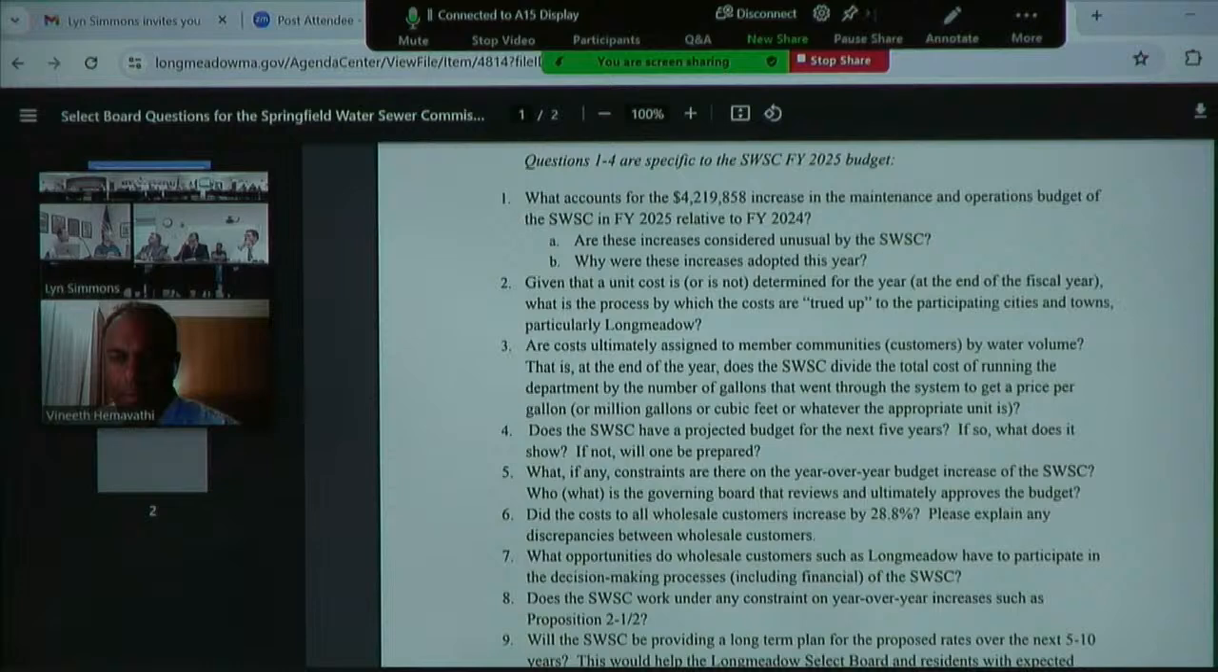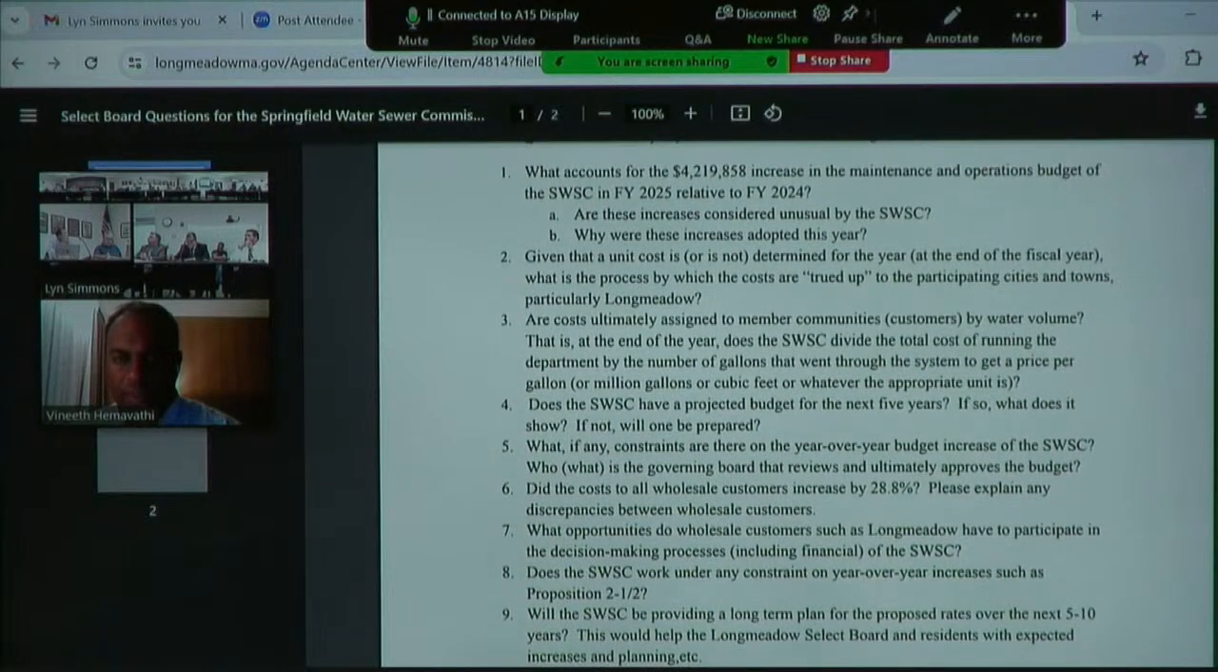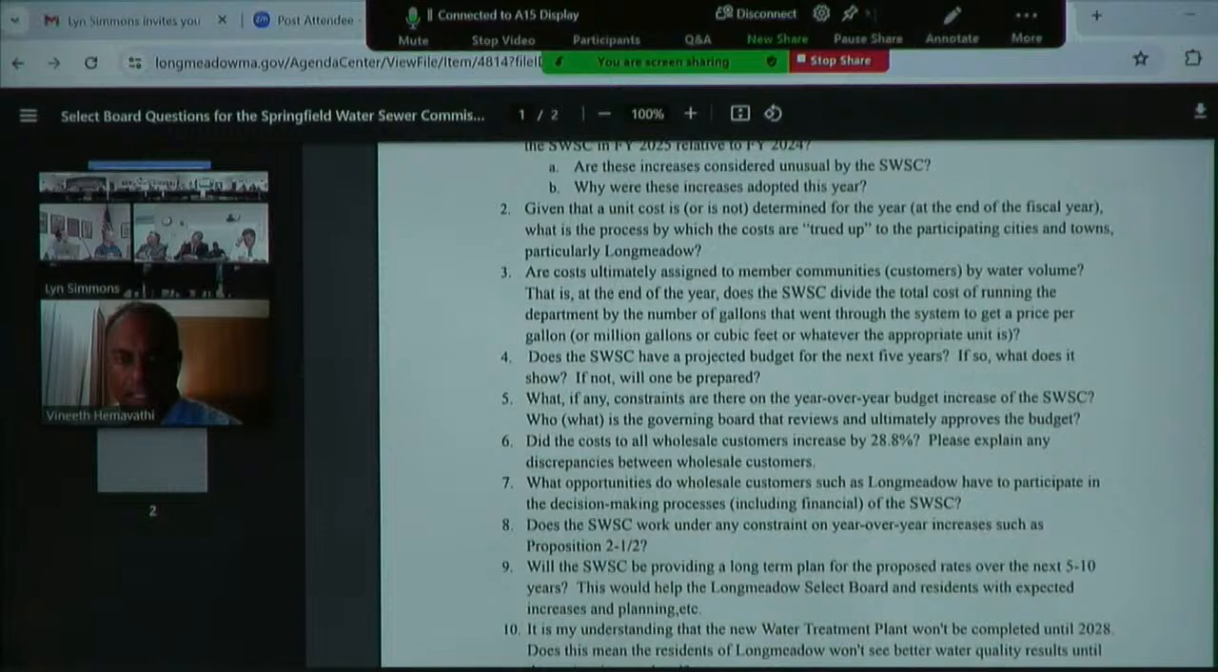If nothing further on question one, we can move over to question two. And question two is about the true-up process. Given that a unit cost is determined for the year at the end of the fiscal year, what's the process by which costs are trued up to the participating cities and towns? And obviously focusing on Long Meadow.